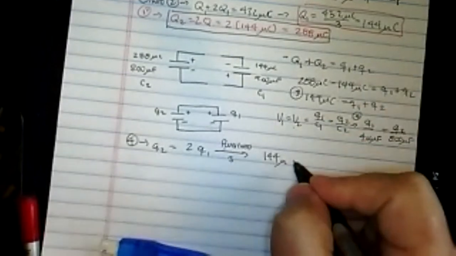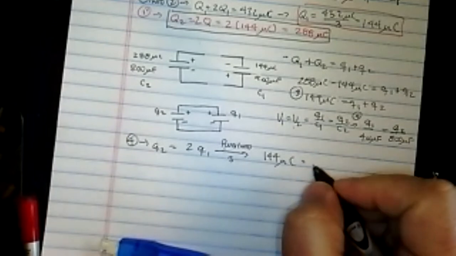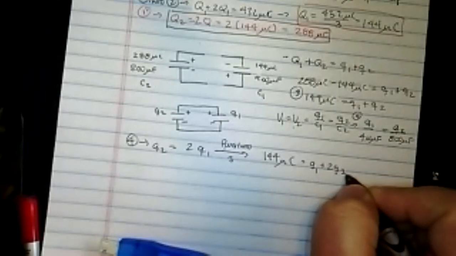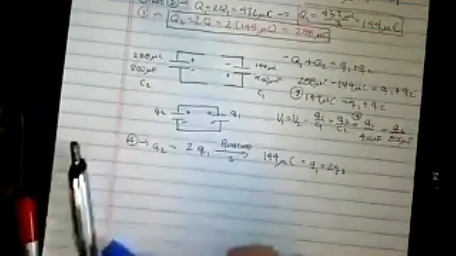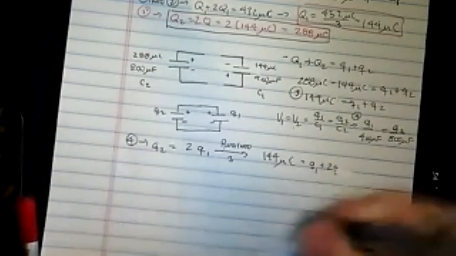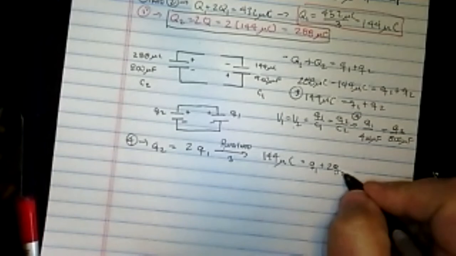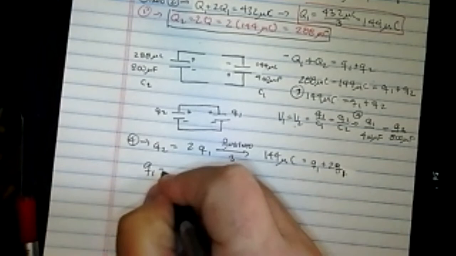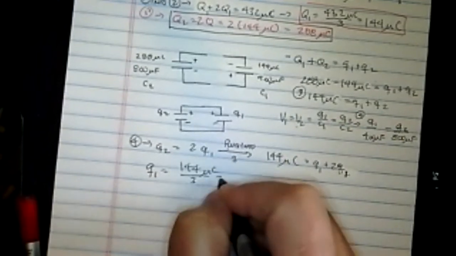So 144 microcoulombs is going to be equal to Q1 plus 2Q1. So again, I'm going to have 3Q1. I just did the addition in my head and changed the subscript to 3 instead of 2. What a goober, man. Still wrote it wrong. Okay. So finally, Q1 is equal to 144 microcoulombs divided by 3.